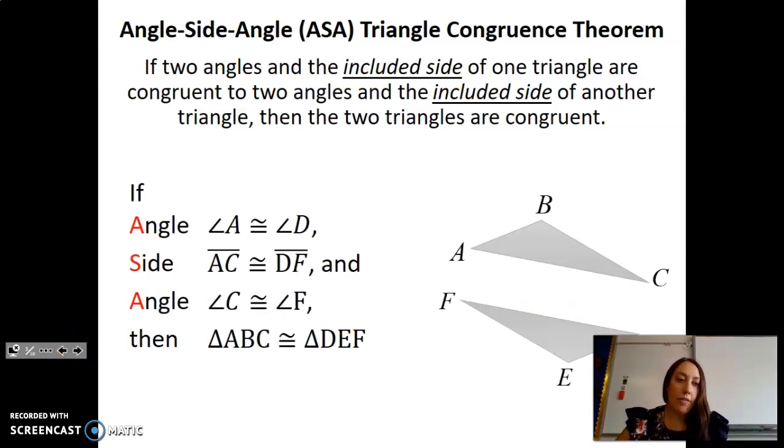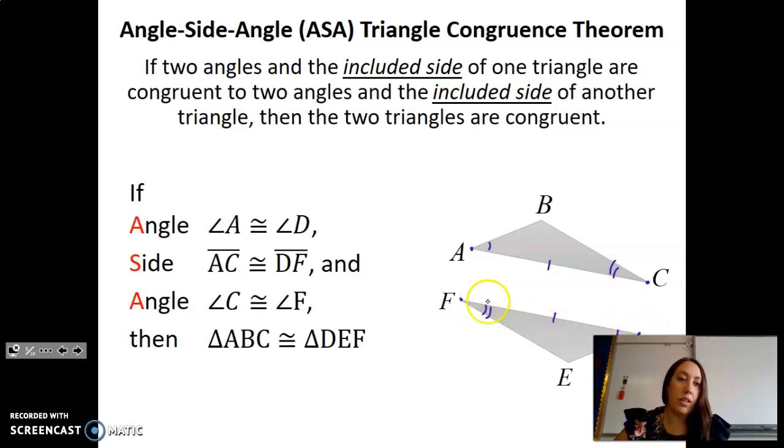So here we have our two triangles, triangle ABC and triangle DEF. So if angle A is congruent to angle D, angle C is congruent to angle F, and then last we have to have the included side. So what I mean by included side is it's the side connecting the two angles you know are congruent. So in this case we're using angle A and angle C. So the included side would be AC because that's the side that connects those two angles.